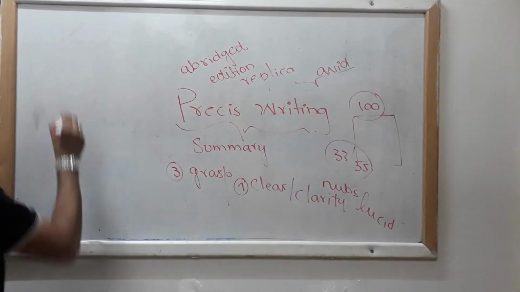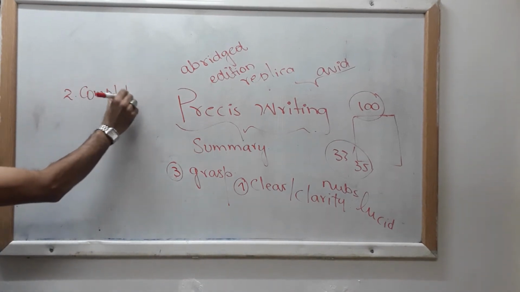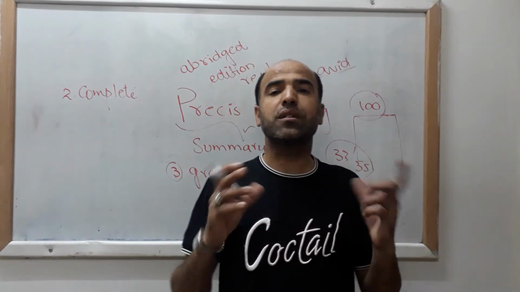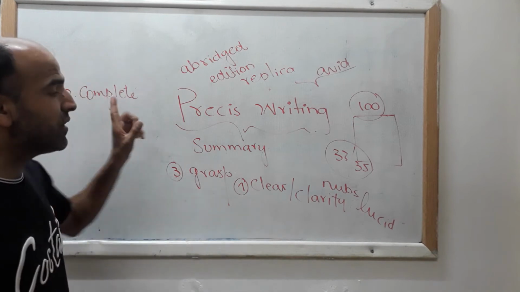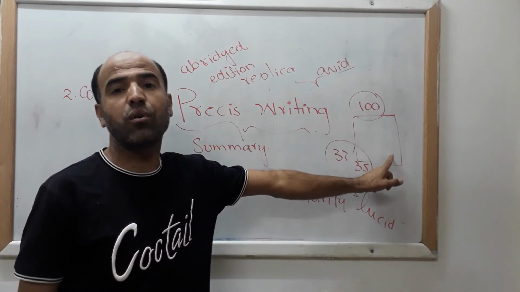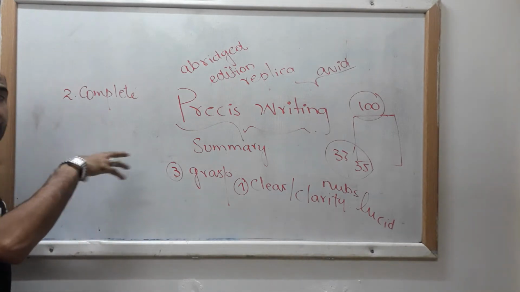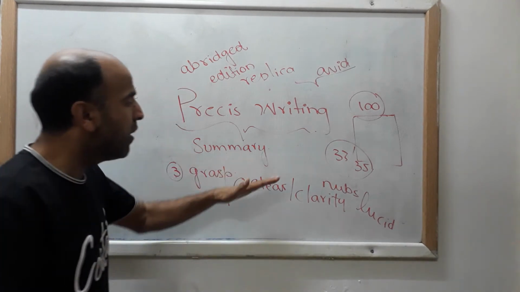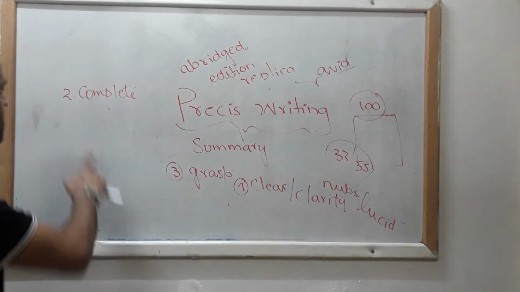Point number two regarding your Précis is that your Précis must be complete. When I say that completeness is the second feature of a good Précis, what is completeness? You are not supposed to miss even the slightest piece of information that is there in the original text. I'm not talking about, in my next video I'll be telling you about the do's and don'ts of a good Précis. Here I am telling you what are the salient features of a good Précis. The second is completeness.